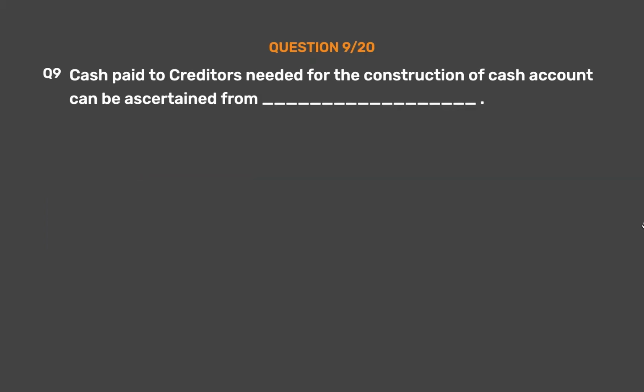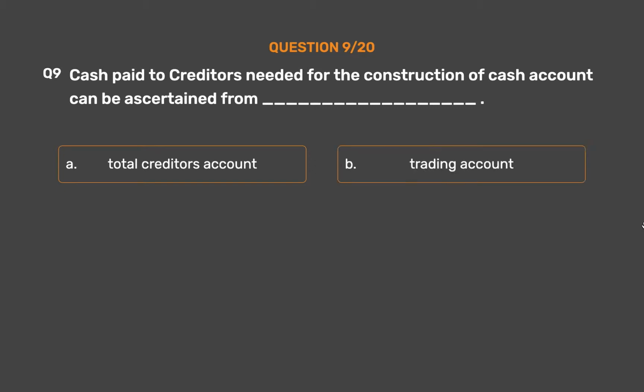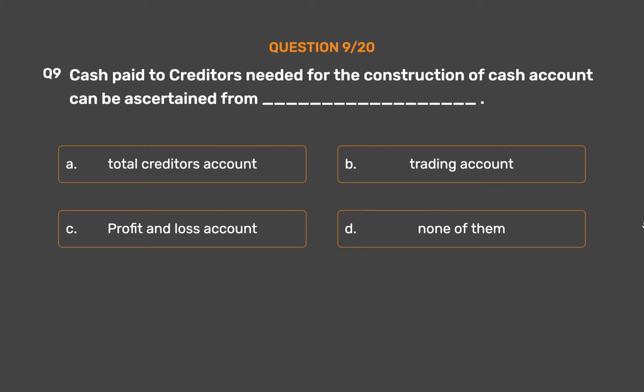Question number 9. Cash paid to creditors needed for the construction of cash account can be ascertained from blank. Option A. Total creditors account. Option B. Trading account. Option C. Profit and loss account. Option D. None of them.